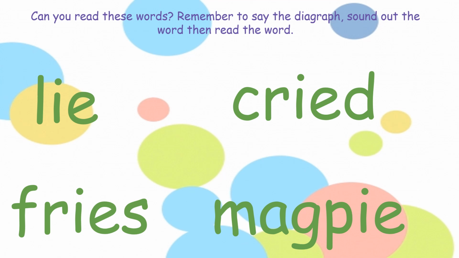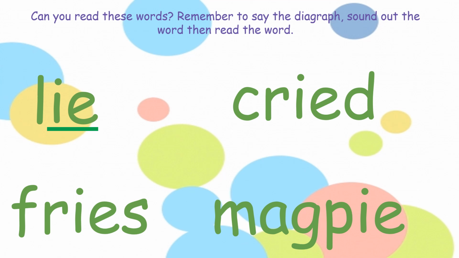Now, let's have a look at these words. We are still looking at the I sound. Now, let's have a look at our first word. Can you spot the digraph that makes the I sound? Fantastic. There's our digraph. Now, let's sound out our word. L-ie, lie.